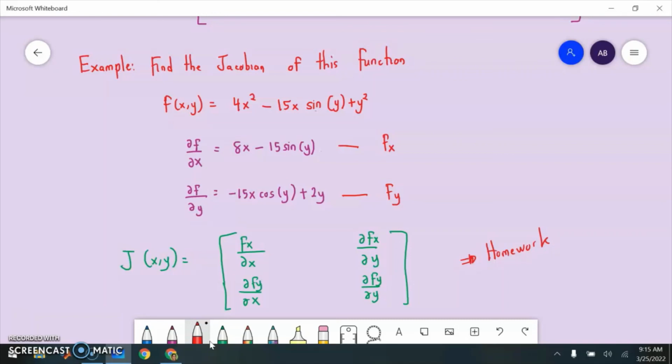Okay, so I just want to say that the above Jacobian is also known as the Hessian. I'm just going to write this new term for you to study and find out more.